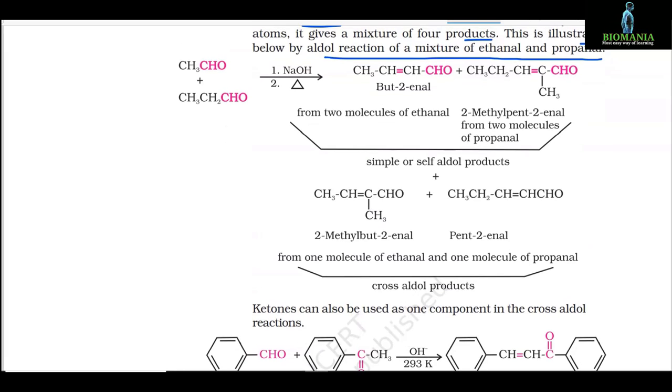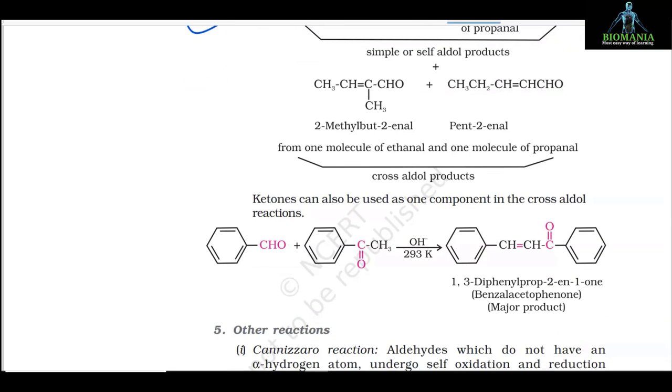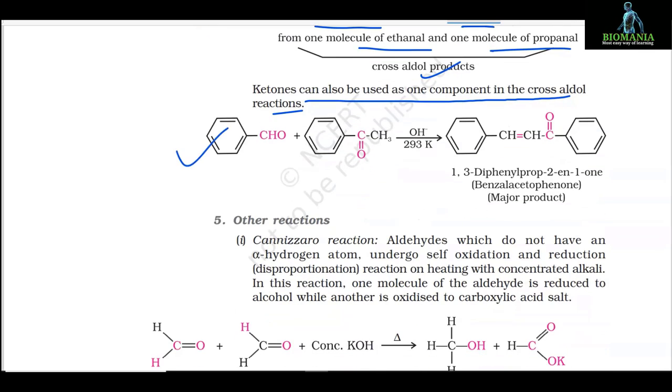Here you can see the reaction where CH3CHO plus CH3CH2CHO is forming CH3CH=CHCHO, that is but-2-enal, and it is also forming 2-methylpent-2-enal from 2 molecules of propanal. Here you can see the cross aldol products from 1 molecule of ethanal and 1 molecule of propanal. Both products are 2-methylbut-2-enal and pent-2-enal. Ketones can also be used as one component in the cross aldol reaction. Here you can see another reaction.